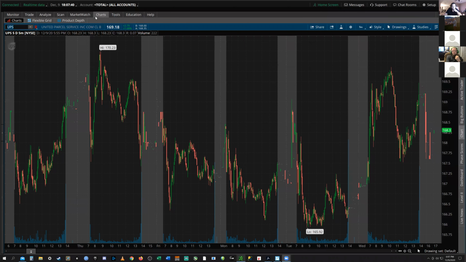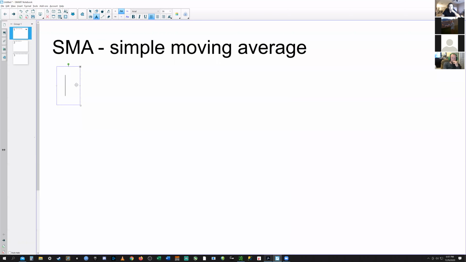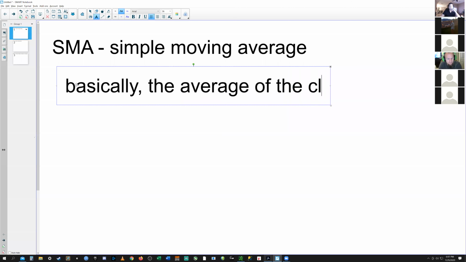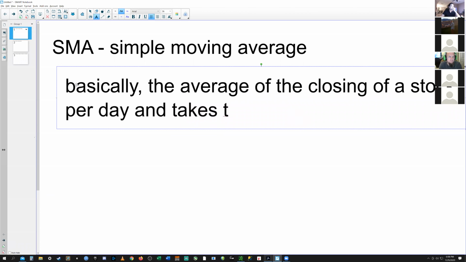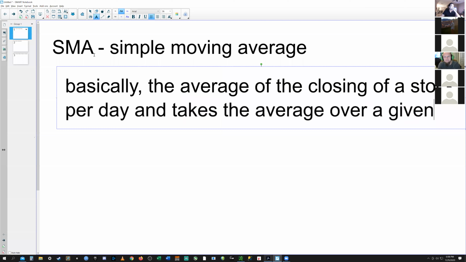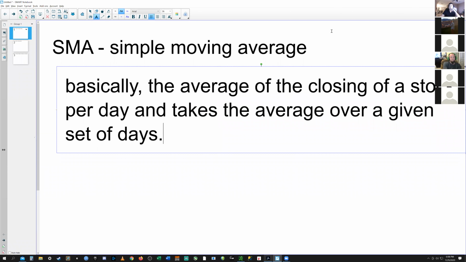The first one is actually pretty basic, and we're going to go over what the SMA is. So, simple moving average. What is that? Well, it's basically the average of the closing of a stock per day, taken over a given set of days. Basically, it's like if you were to say, I have 8 test scores. What's the average of my test scores? You add up all of them and then divide by that number. So let me go into what this actually can do.